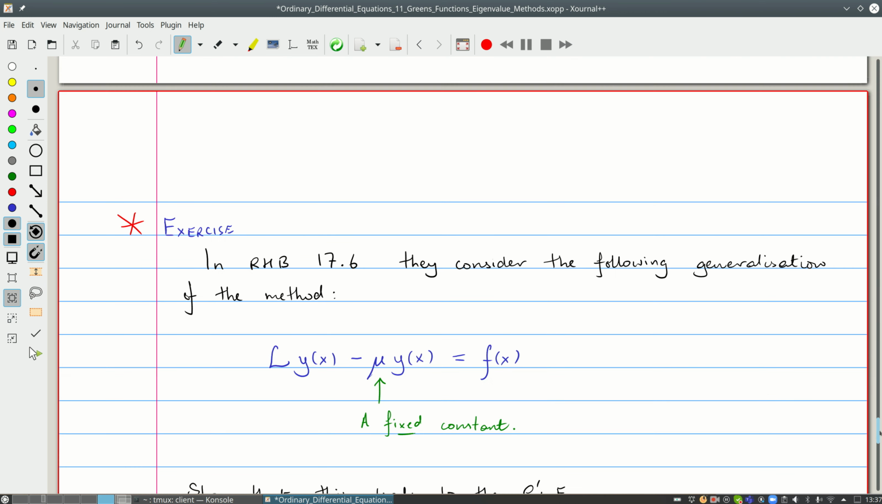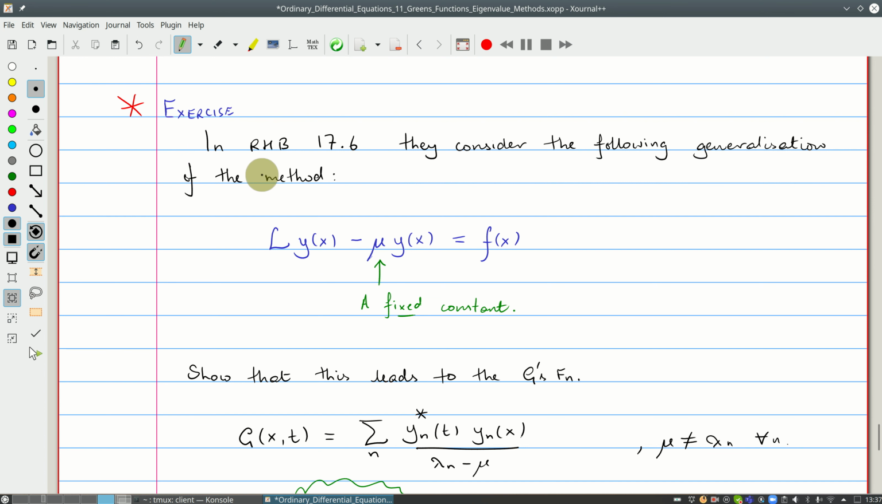All right. Now here's an exercise to finish up this lecture. This is discussed in Riley, Hobson and Bence 17.6. In this section, they consider a generalized form of the differential equation where L operates on y, and then you have minus mu times y, where mu is a fixed constant, and this is equal to f of x. Show that for this differential equation, the Green's function is given by something which looks like the one we had before, except that in the denominator you've got lambda n minus mu. And this is valid when mu is not equal to any of the lambda n's. Otherwise the denominator blows up.